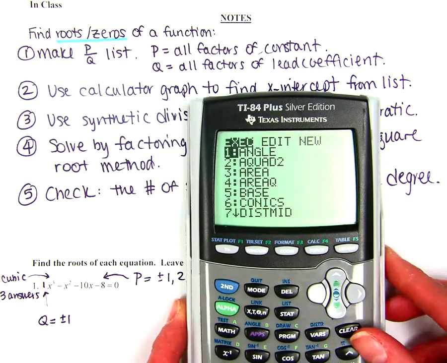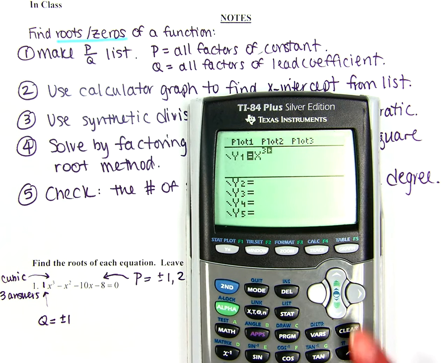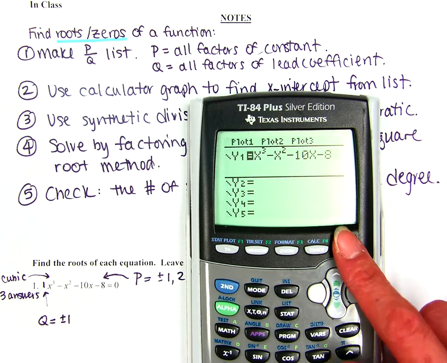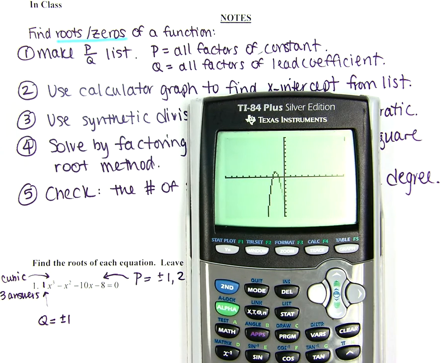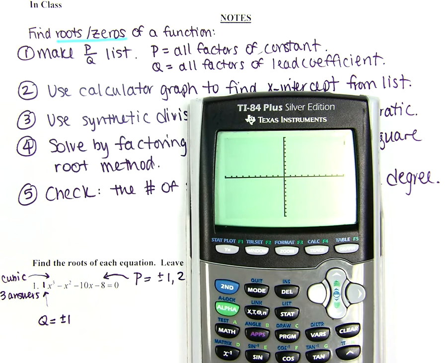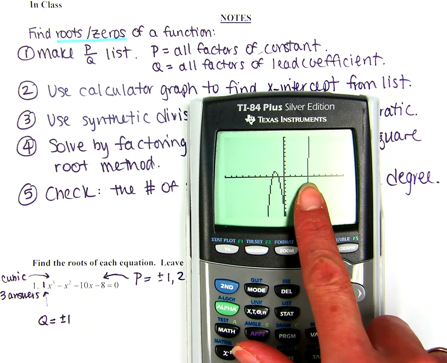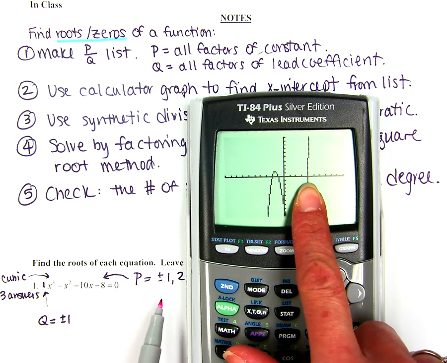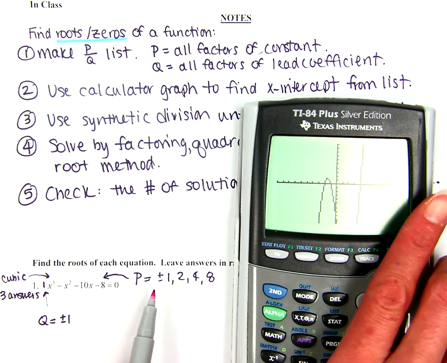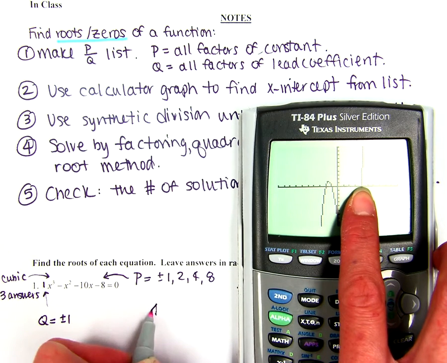Okay, so you're going to go to y equals, and you're going to type in your equation: x to the third minus x squared minus 10x minus 8. Okay, and I'm going to hit graph. If you don't get this graph, you're going to hit zoom 6. Okay, so I can see there's 1, 2, 3 solutions, and actually these should all be numbers on my list. All right, so I can count my tick marks, 1, 2, 3, 4. It looks like positive 4 is a solution.